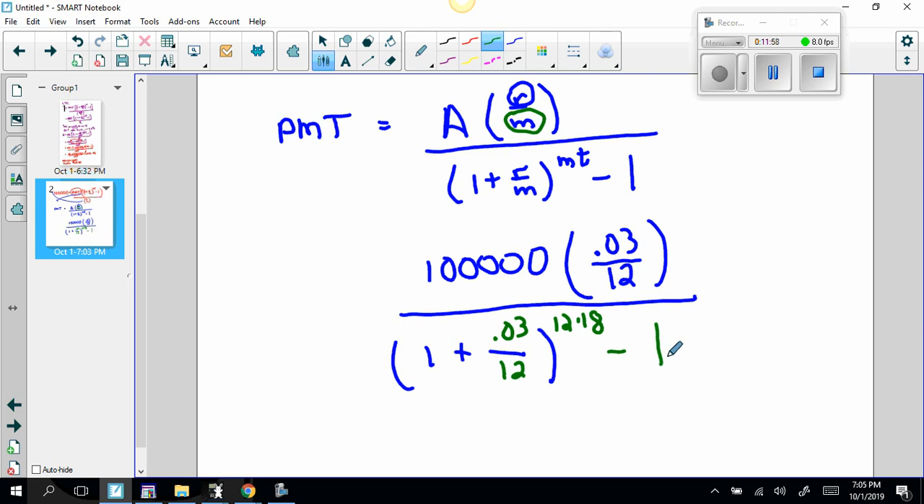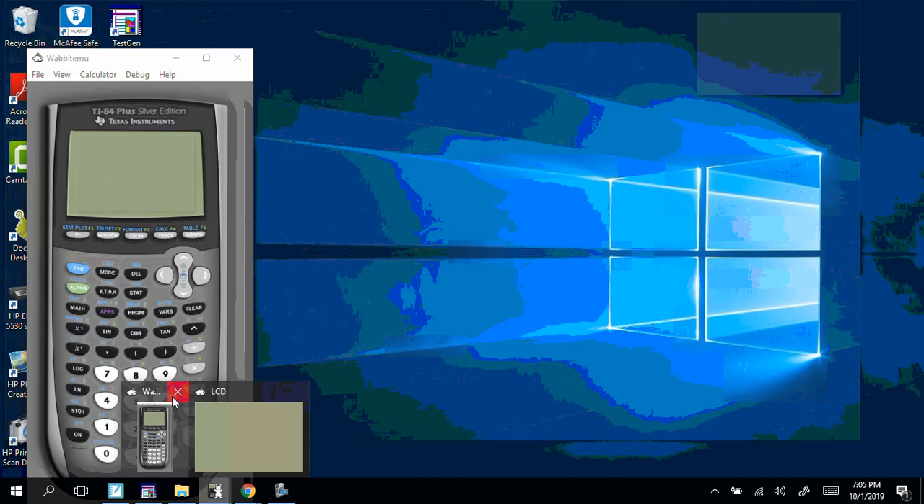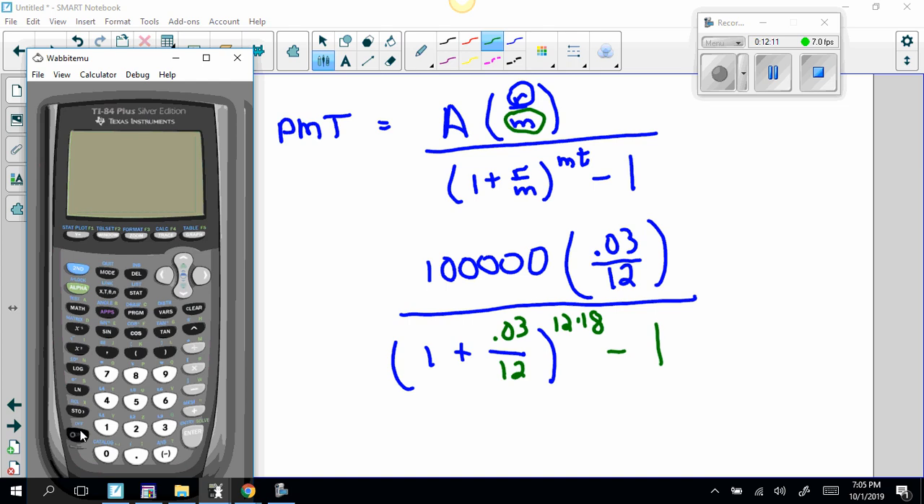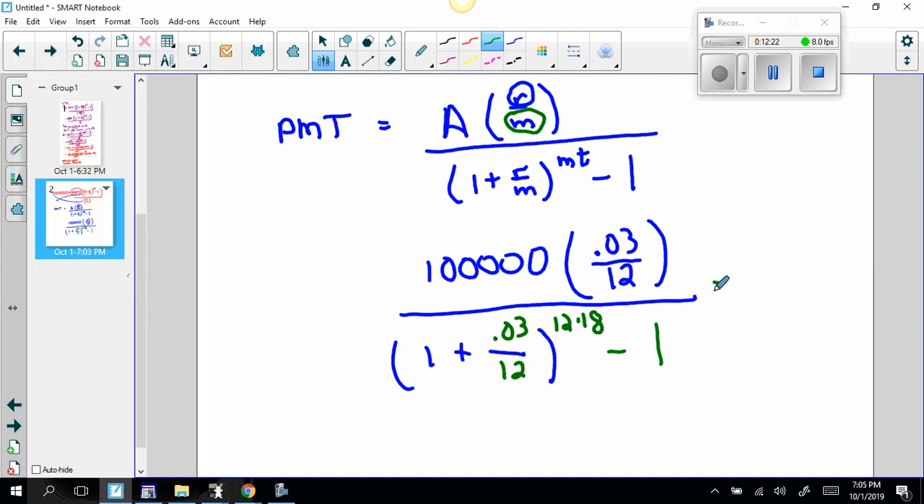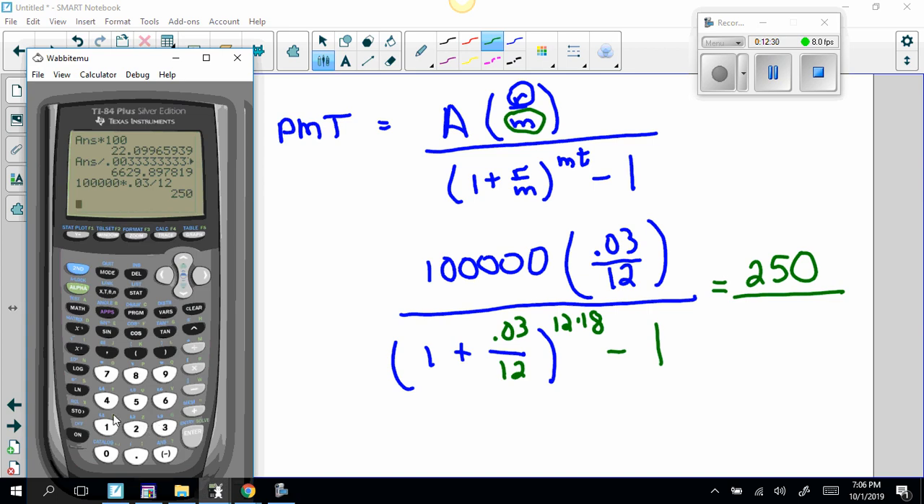Now, this time, I'm going to do a little more math since my calculator's flipping back and forth, and I don't know why. I'm going to do the bottom and the top. So I'm going to just do the top all at once. So 100,000 times 0.03 divided by 12. Whoa, 250. No way. Over 1 plus 0.03 divided by 12, enter.